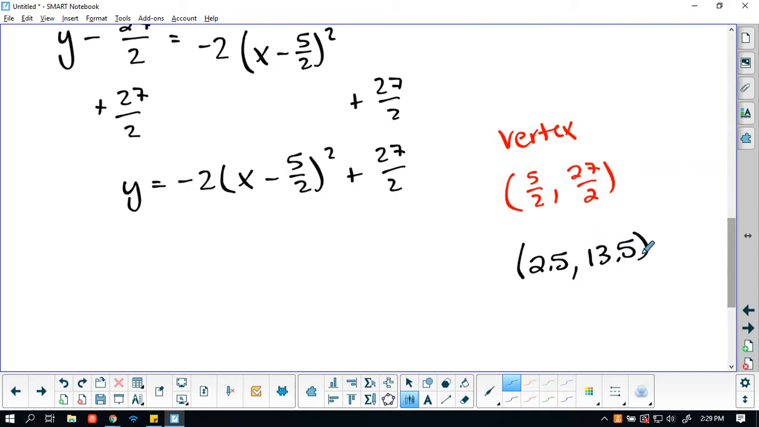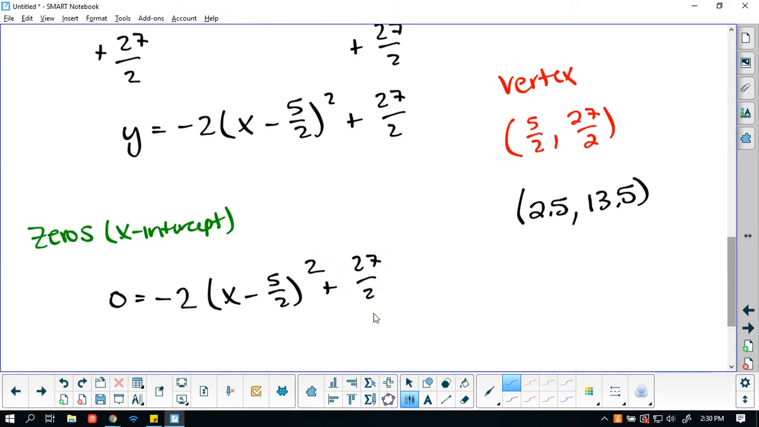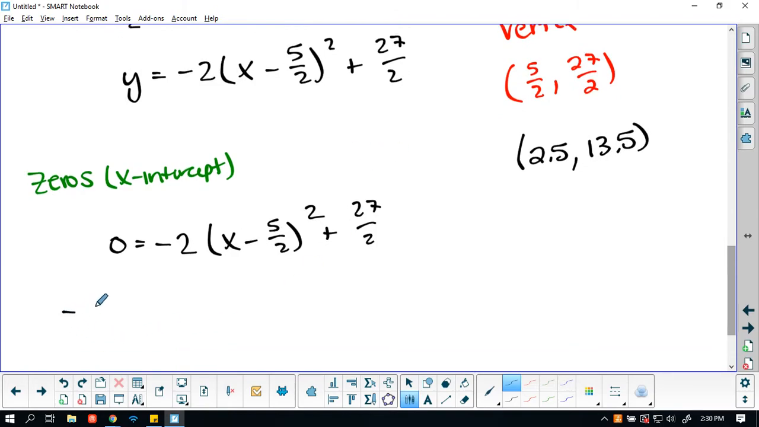Okay. Now the second thing I need to know is my zeros. So it's basically what happens when y is equal to 0. So I'm going to make y equal to 0, or x-intercept, because we do need to graph this, so I need to know where this crosses the x-axis. And what I'm going to do is say 0 equals negative 2 (x minus 5 halves) squared plus 27 halves. Subtract the 27 from both sides: minus 27 divided by 2 equals negative 2 (x minus 5 halves) squared.